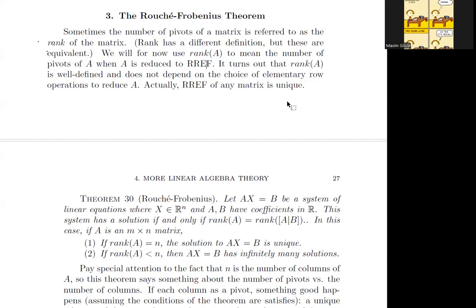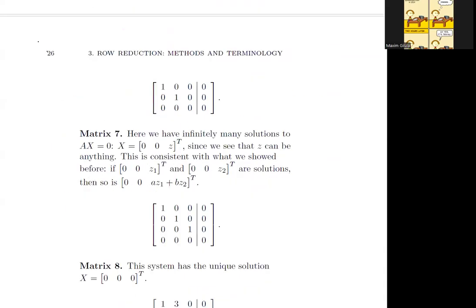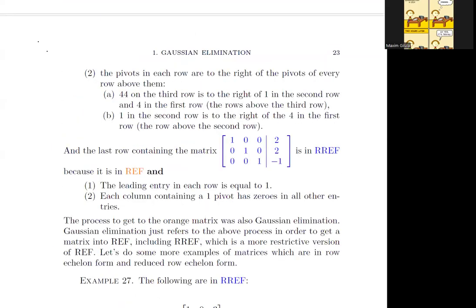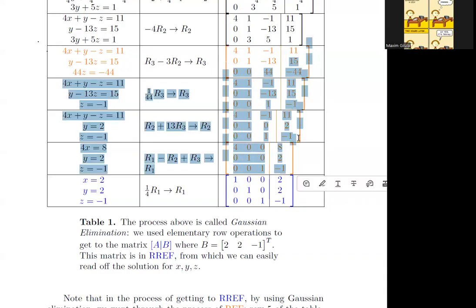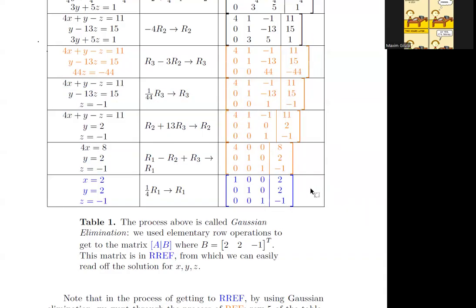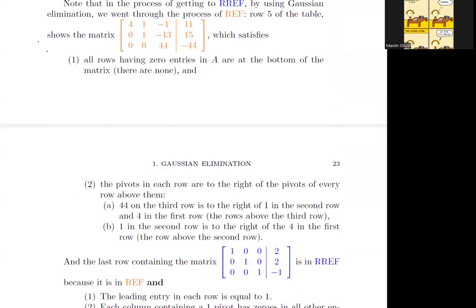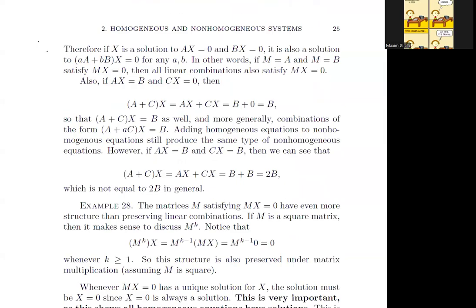REF is not. Since we saw all of these orange matrices were in REF, but only the blue one was in reduced row echelon form. So row echelon form is not unique. Reduced row echelon form actually is unique, which is nice.